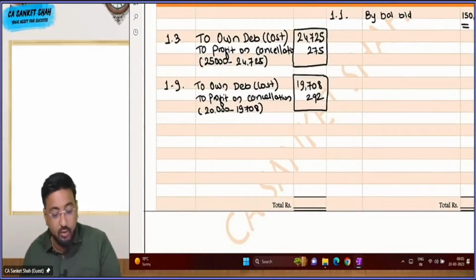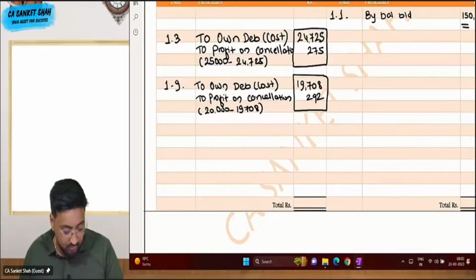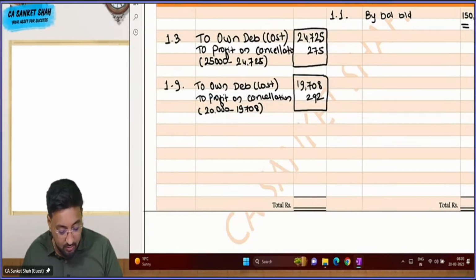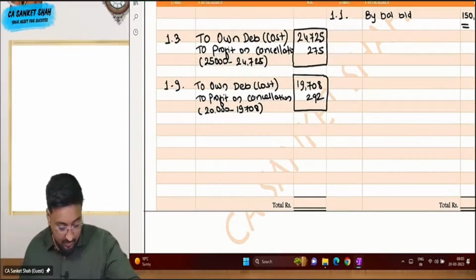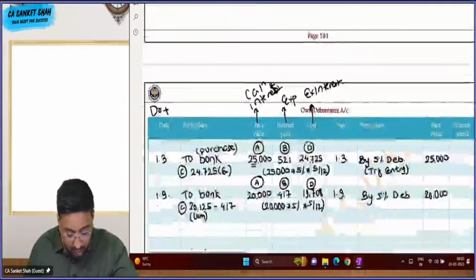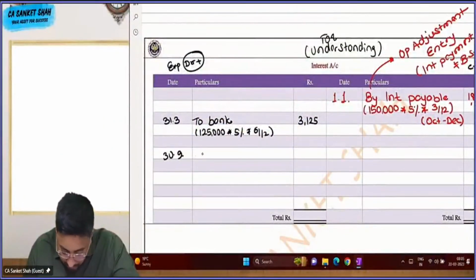So what is the profit on cancellation, beta? To own debentures 19,708 and 292. It's correct. Correct, che beta? Profit on cancellation will be 292. Yes, beta, we can open interest column in debentures account itself, but it is not us. Therefore, we open separately. 30th September to bank.